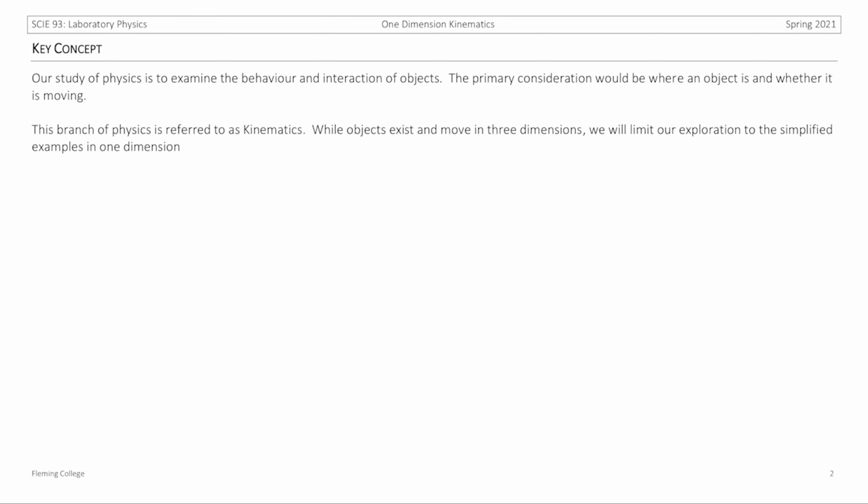In order to examine the behavior and interaction of different objects, one of the first things we need to understand is whether the object is moving. And to do that, we need to know its position. Before we can understand those quantities, we have to refer to kinematics. Well, objects that we usually interact with will exist and move in 3 dimensions, which means we'll have an X, a Y, and a Z coordinate. We're going to limit this lecture to focusing on 1 dimension. So here we just use 1 dimension.